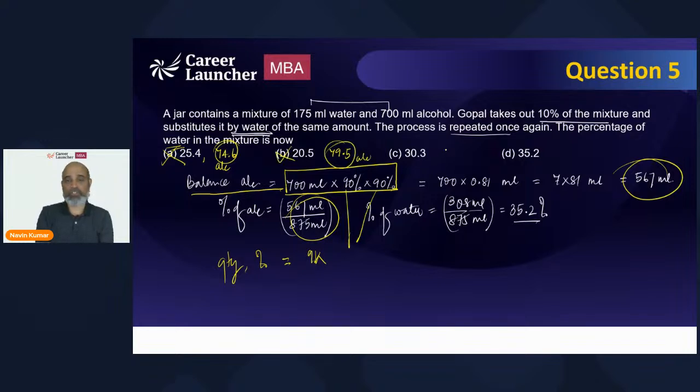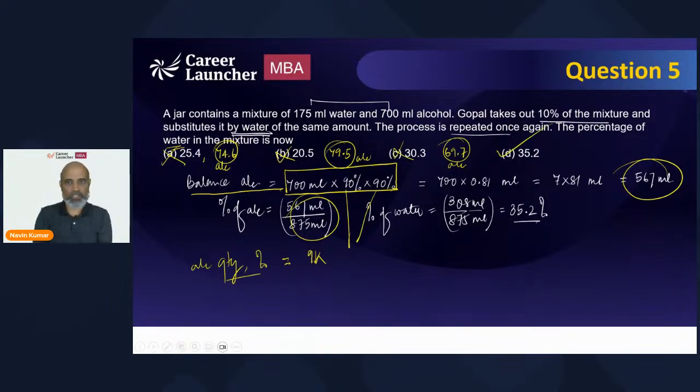30.3, so it's going to be 69.7. Is 69.7 in the table of 9? Because the alcohol quantity or percentage is supposed to be in the table of 9, not the water part. So 6 plus 9 plus 7, no, it's not 9 or 18. So of course, this has to be the answer.